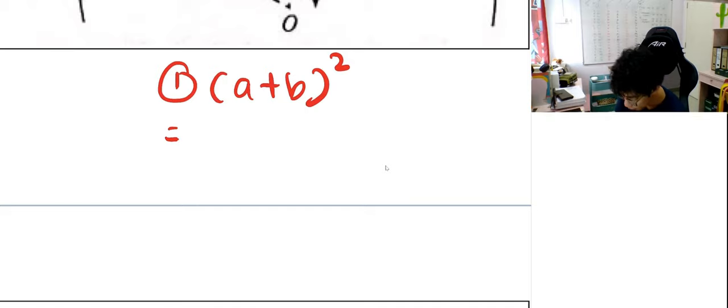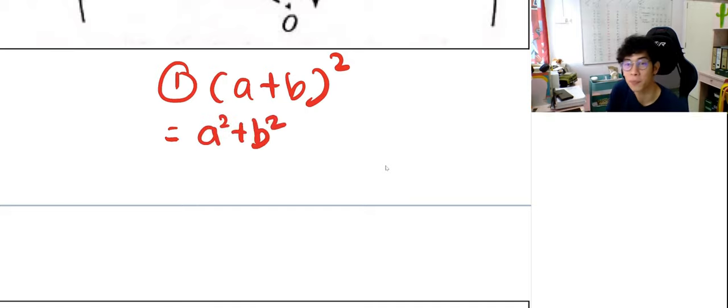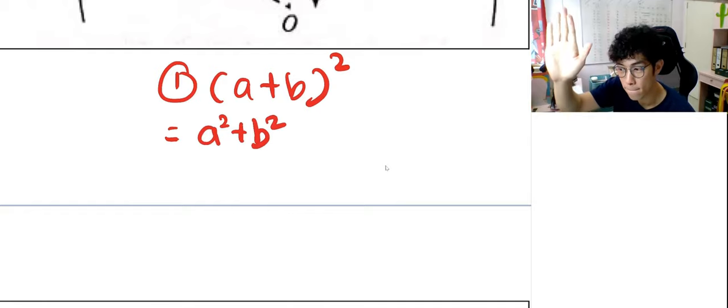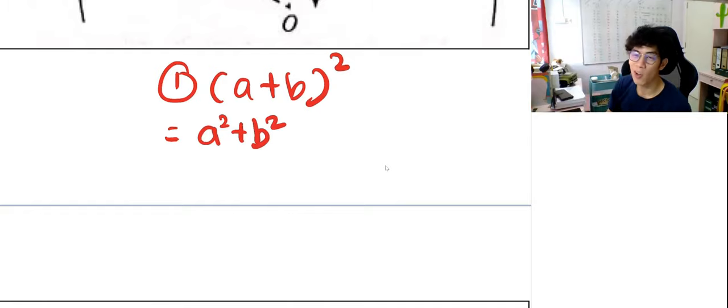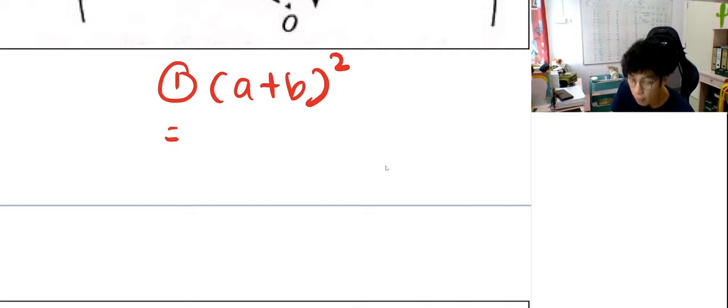Anyone's answer is a square plus b square. Come, let me know. Come nearer. Cannot, why? Because this one's supposed to be what? I remember.